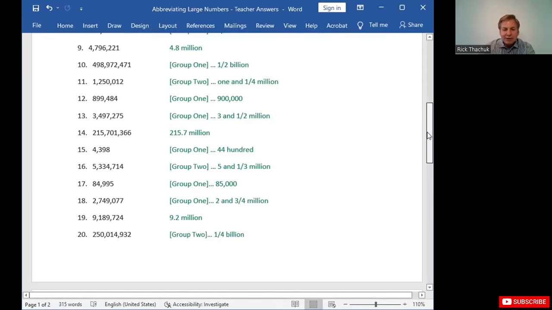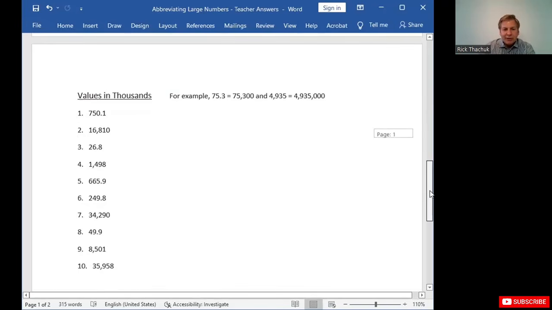All right, let's continue now. We looked at this before, numbers that are in thousands, values in thousands. So 75.3, remember we can just take the decimal over 3 places to the right. This number is actually 75,300. This number here, the decimal is here, take that to the right 3 places. So this number here is actually 4,935,000.